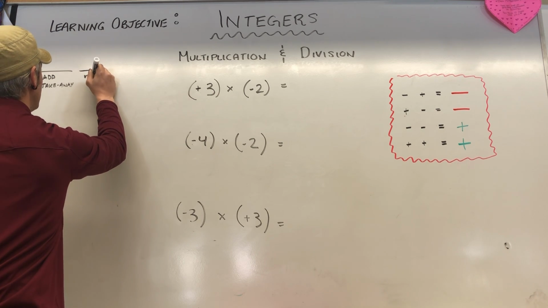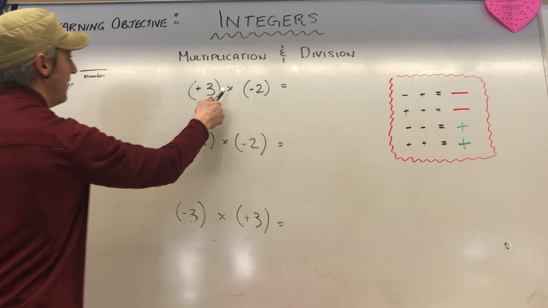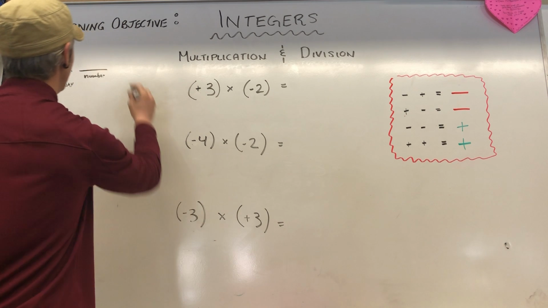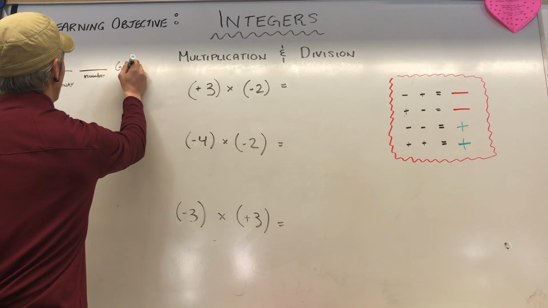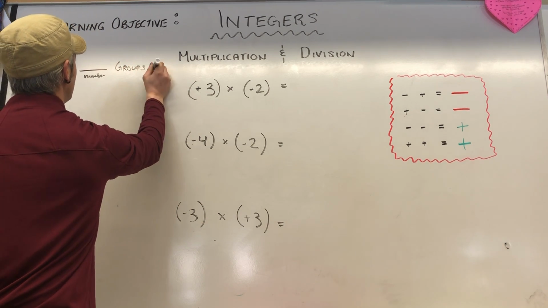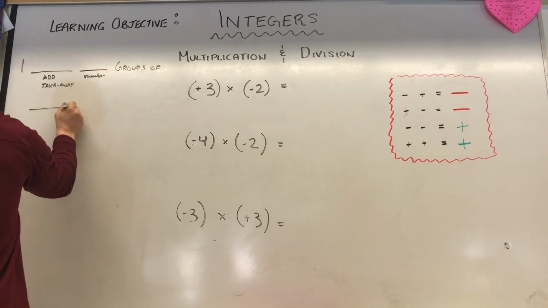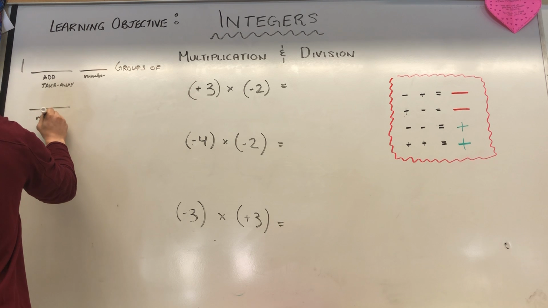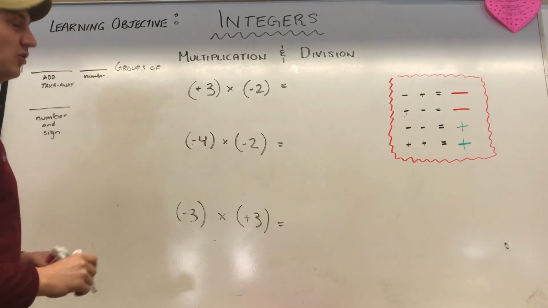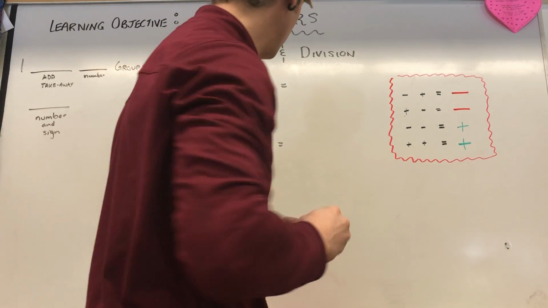the number, and then the multiplication just tells me groups of, and then the number, and sign. This might seem very confusing. Well, let's just see what it looks like.